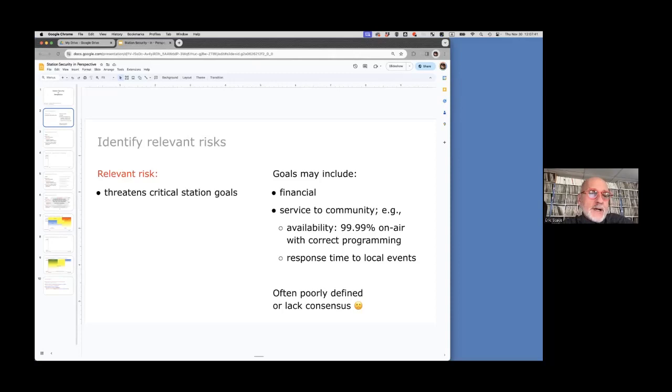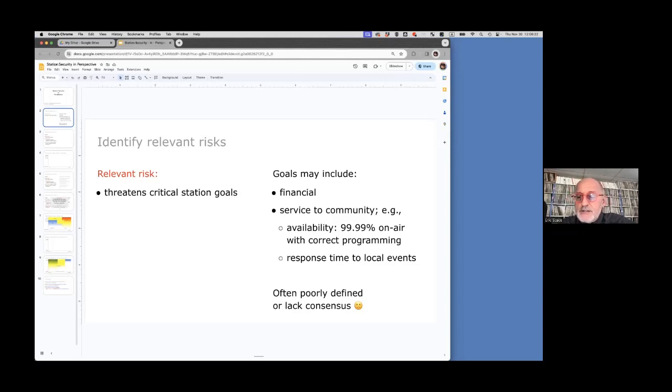So I think if we wanted to step back and take a look at the big picture, the first thing to do is talk about relevant risks. In this context, relevant risks are risks that threaten the goals for the station. Different stations have different goals, but they might be financial goals for a commercial or non-commercial station, and probably service to the community goals.